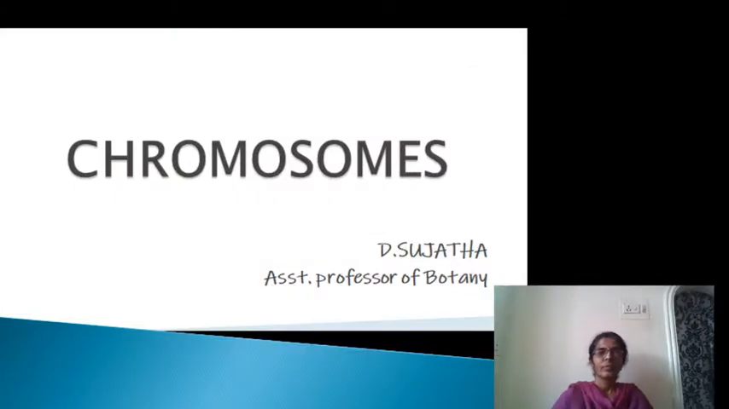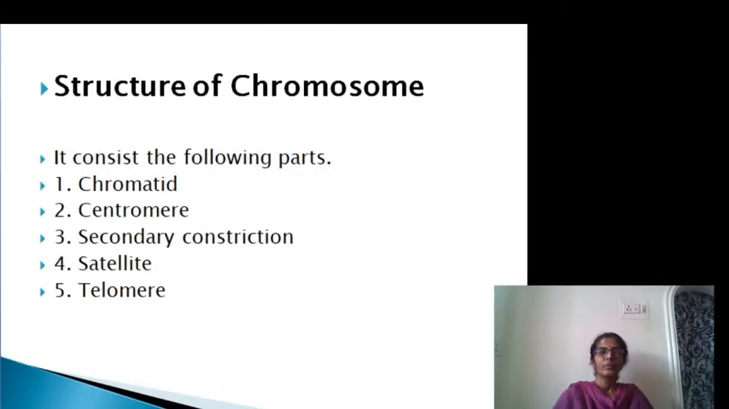Today I am going to give a lecture on chromosome structure. Chromosomes. When we see the structure of chromosomes, it consists of the following parts. First, chromatid, centromere, secondary constriction, satellite, telomere. These 5 parts are present in a chromosome.